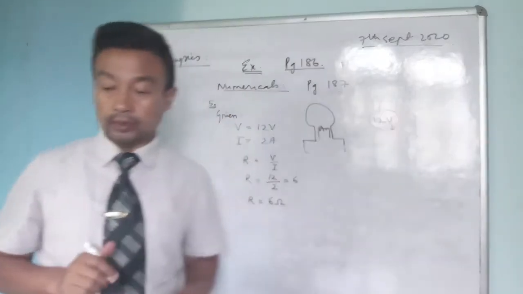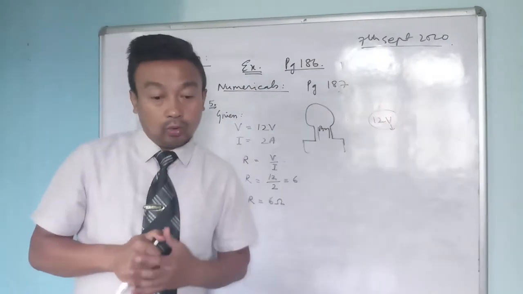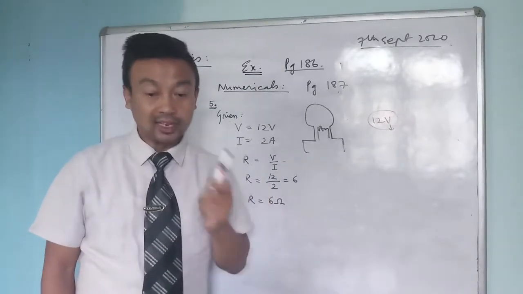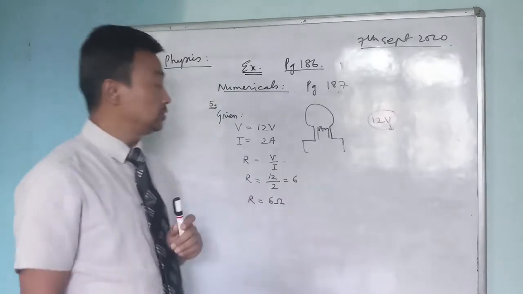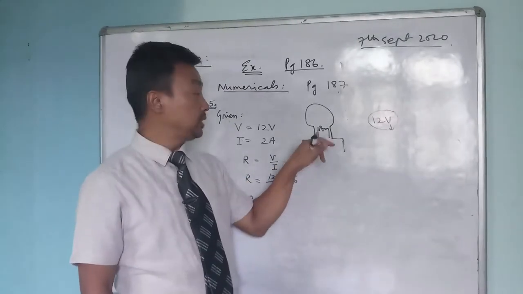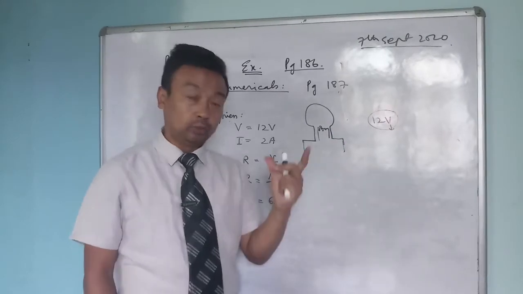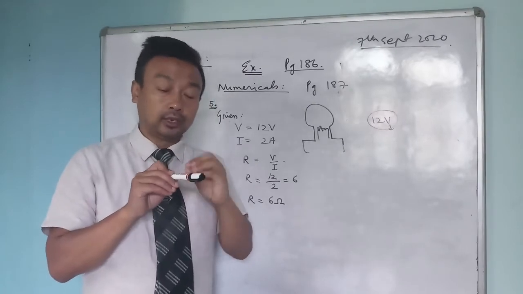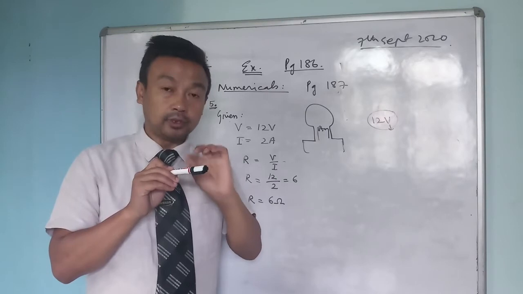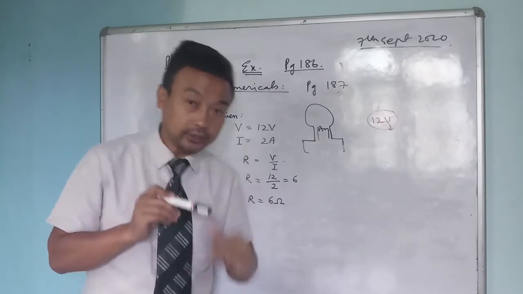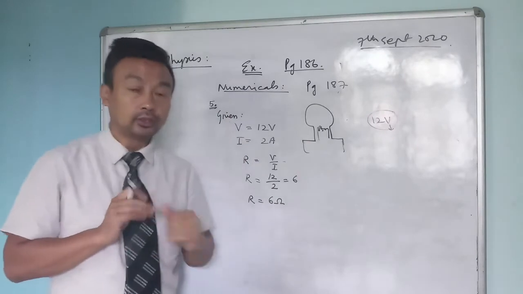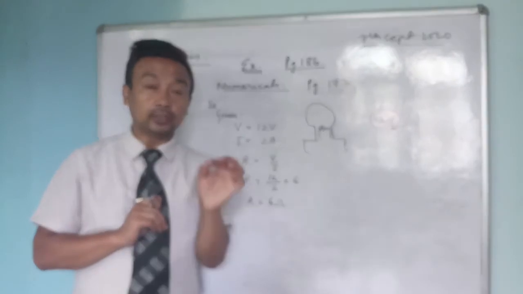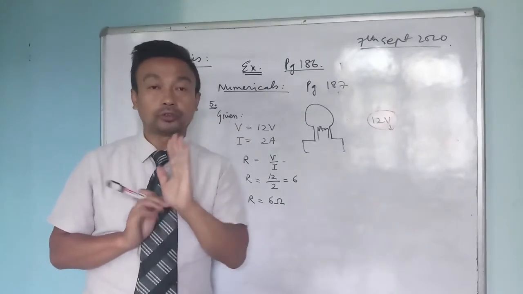And there is also the second part of the question. It says: will the resistance be more, less or equal when the bulb is not glowing? When the bulb is not glowing, it is disconnected, the circuit is open and there is no flow of current. When the current is not flowing, there will be no heat. No heat means the temperature will be less. So when the temperature is less, the resistance will also be less, because we know that the resistance of a wire is directly proportional to the temperature.